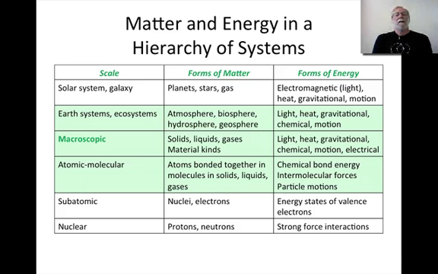So the second idea, matter and energy are traceable in a hierarchy of systems. This hierarchy goes from very, very small to very, very large. Carbon time focuses on systems somewhere in the middle. The smallest systems are atomic molecular systems, where atoms are recombined into new molecules, and the largest system is the Earth itself.